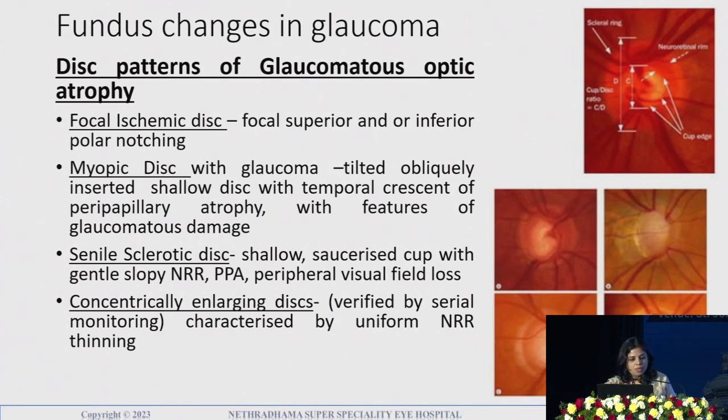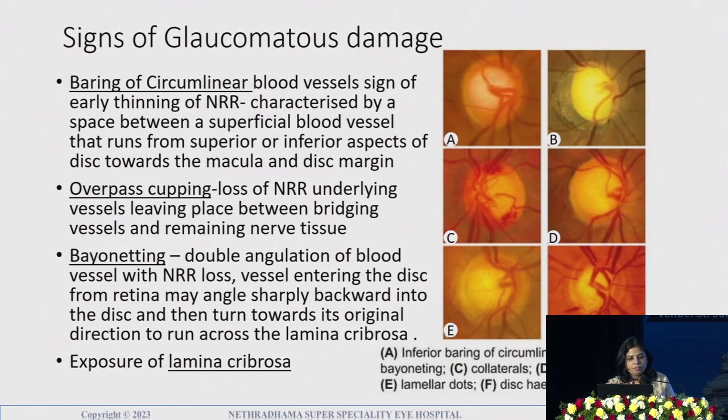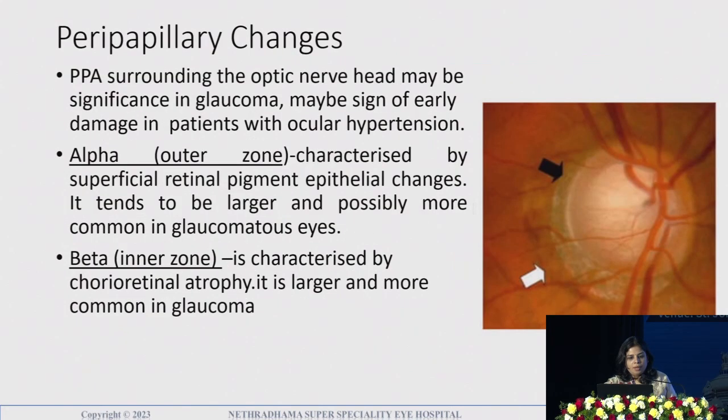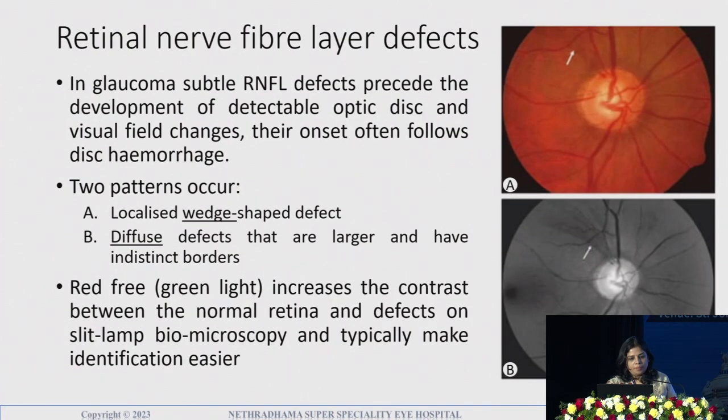In the disc, you look for focal changes, which are suggestive of focal neuroretinal rim loss. Types of disc are different. It could be a myopic disc with glaucoma. Check whether it is a senile sclerotic disc. Other vascular or blood vessel signs seen on the disc are bearing of the circumlinear vessels, overpass cupping, bayoneting sign, and exposure of the lamina cribrosa. Check for the peripapillary changes like the alpha zone and the beta zone. Both are increased in case of glaucoma.